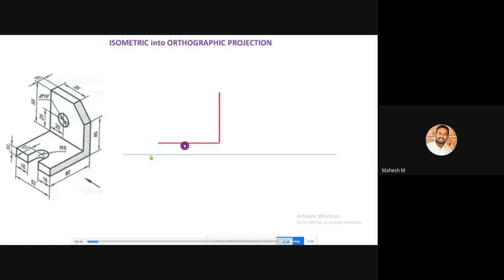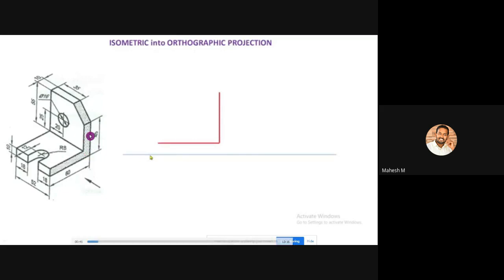The gap should be 20 mm. Okay, you can create with a gap of 20. After that, you can create a horizontal line and a vertical line. What is the height of this vertical line? Actually, this one is having a total entire length. So what is the entire height of this solid?